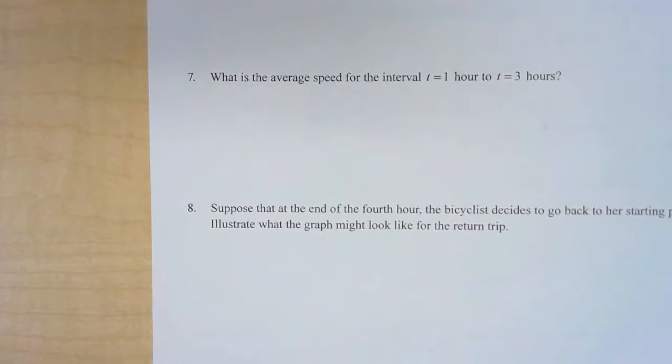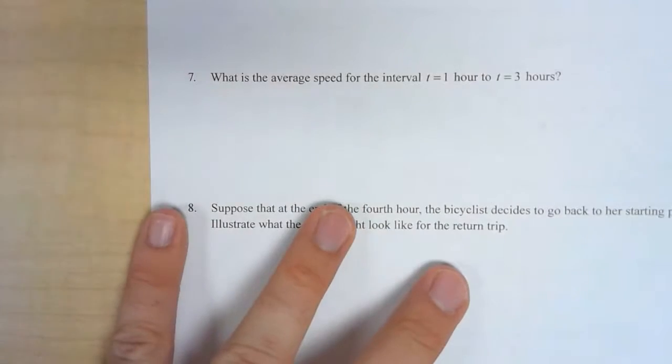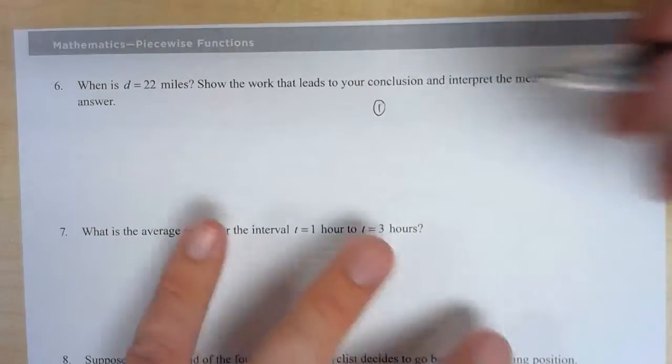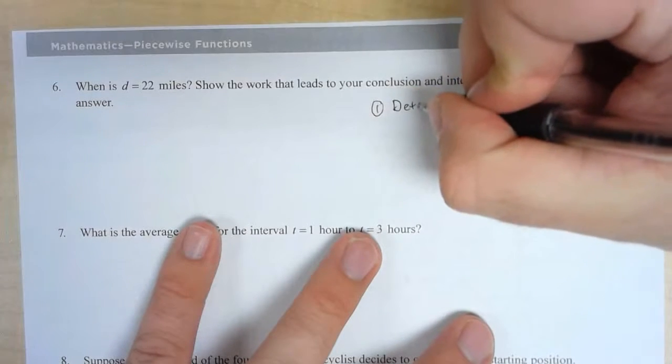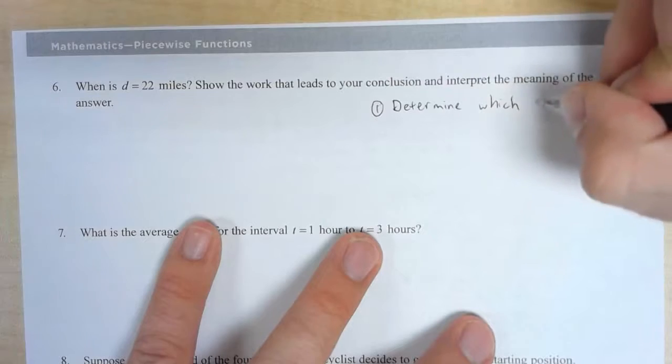Okay, let's put the back side. Part 6, when is d equal to 22 miles? Show the work that leads you to conclusion and interpret the meaning of the answer. So here's the thing that we've got to do to make sure this happens. One, we've got 3 equations up there. So on the front side, we've got 3 equations. We've got to determine which equation we're using.